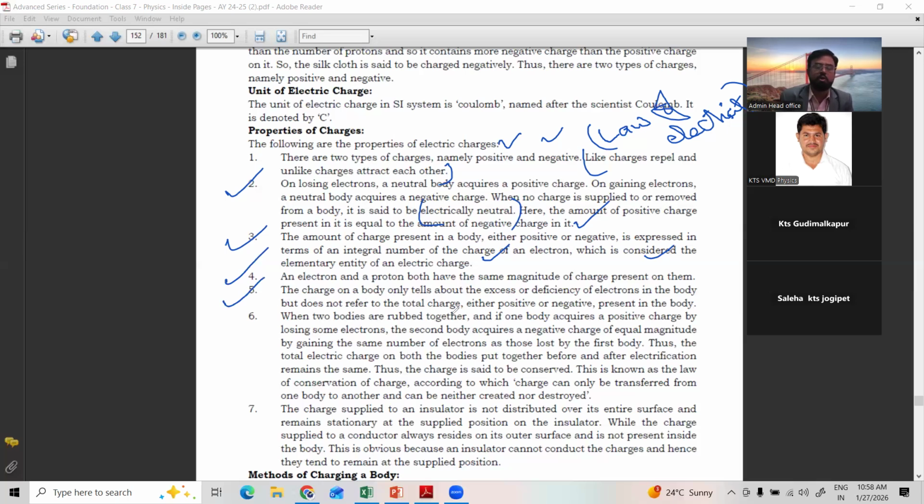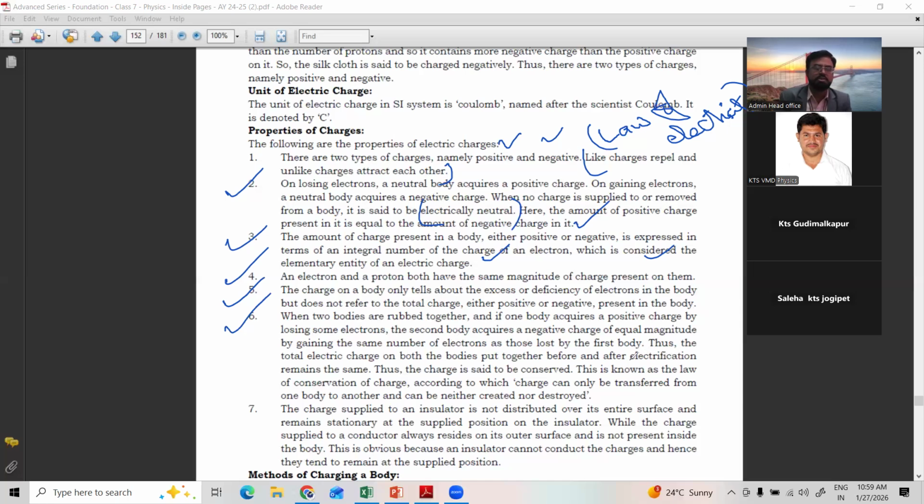The charge on a body only tells about the excess or deficiency of electrons in the body, right? But it does not refer to the total charge, either positive or negative, present in the body. If excess is there, you can transfer. If they are the same, we cannot. When two bodies are rubbed together, one body acquires a positive charge by losing electrons, and the second body acquires a negative charge of equal magnitude by gaining the same number of electrons as those lost by the first body. Electrons lost by the first body are equal to electrons gained by the second body.